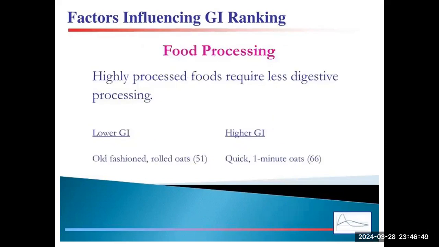How food processing influences the glycemic index. Highly processed foods require less digestive processing, because the contents are denatured and can easily be digested by the enzymes. Lower glycemic index, for example, old-fashioned rolled oats, and higher, quick one-minute oats, which give you a higher glycemic index.